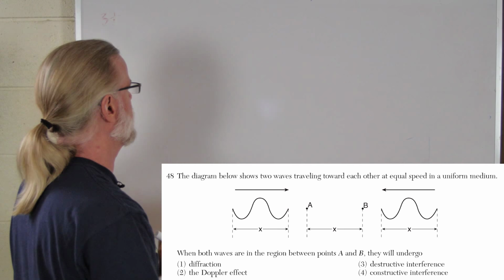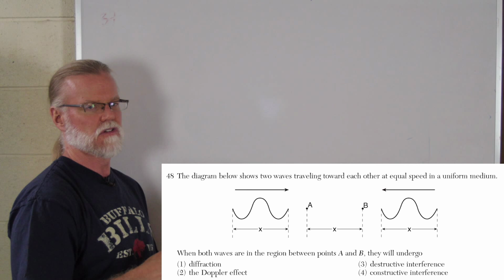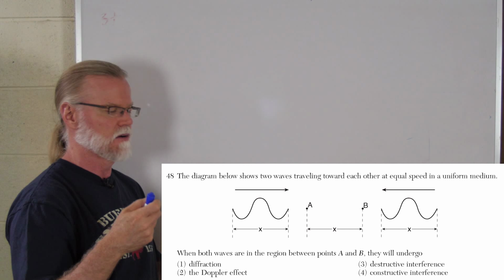48 looks like a wave problem. Diagram shows two waves moving towards each other at equal speed in a uniform medium. They must be equal speed. They're in the same medium. If it's uniform, the medium determines the speed, so must be equal.